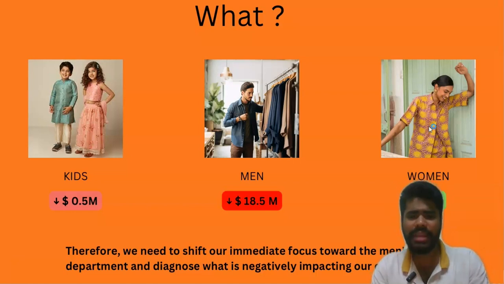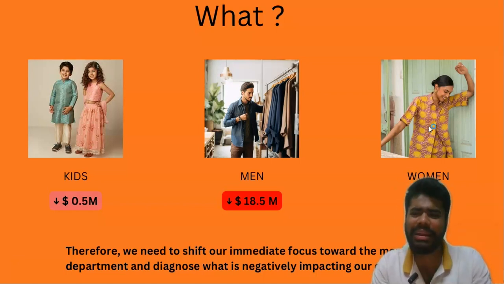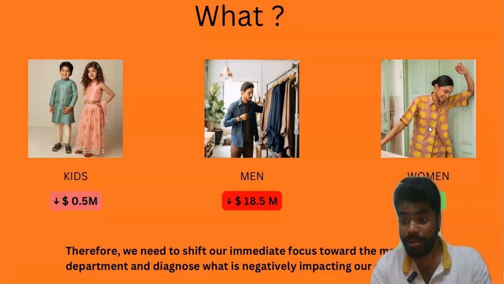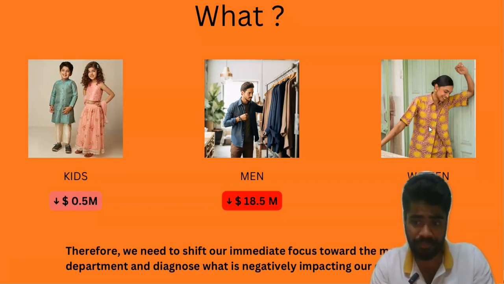So the interviewer will say to me that, yeah, the kids section is having a minor loss, a decrement of $0.5 million, whereas the men's section saw a very steep decrement, that is $18.5 million, but the women's sector is performing better, having a $3 million increment in the revenue.